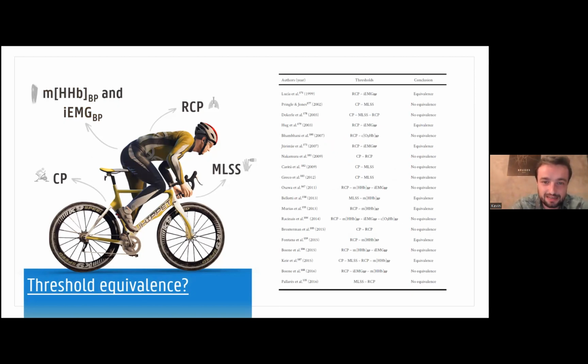metabolic steady state. But the question is, are they equivalent, or can you use them just interchangeably? Or maybe the question is better: is it justified in practice and in research to use those thresholds interchangeably? And if you look at some publications I listed between 2000 and 2016, there's a lot of inconsistency about their equivalence.